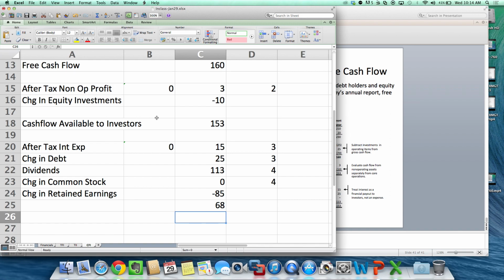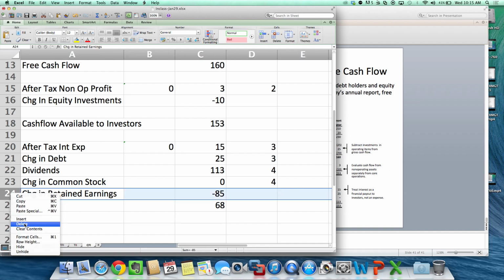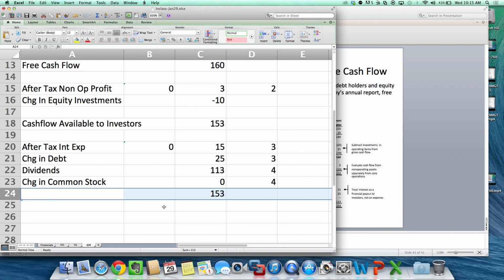I said there were 2 tricks. The first trick we talked about. This is the second trick. The first trick is dividends, not net income, because net income is not a cash flow to the shareholders. Dividends are. The second trick, a change in retained earnings is a change in a non-cash item. Changes in non-cash items don't affect cash flow. If I take out this change in retained earnings, voila, my statement's balanced.